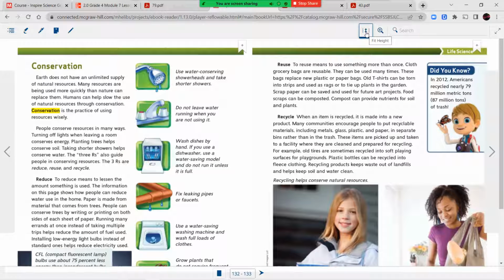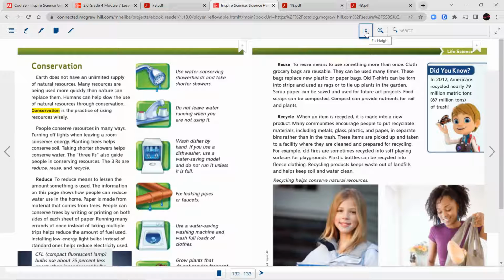Conservation. Earth does not have an unlimited supply of natural resources. Many resources are being used more quickly than nature can replace them. Humans can help slow the use of natural resources through conservation. Conservation is the practice of using resources wisely. People conserve resources in many ways.